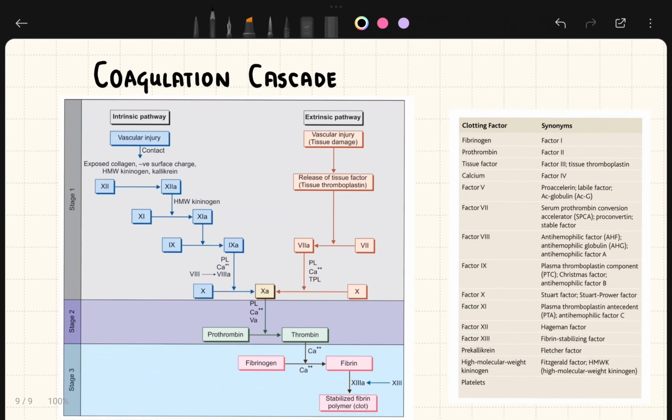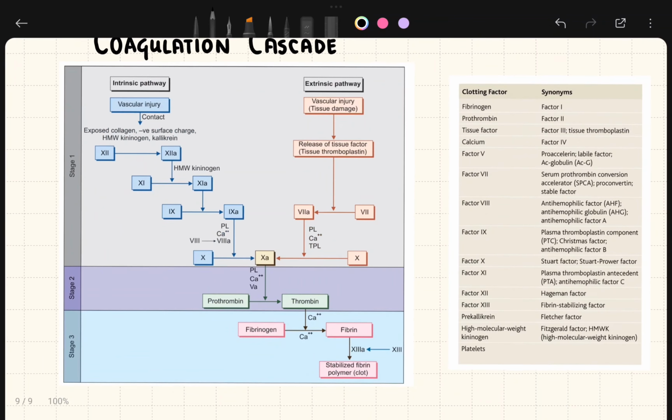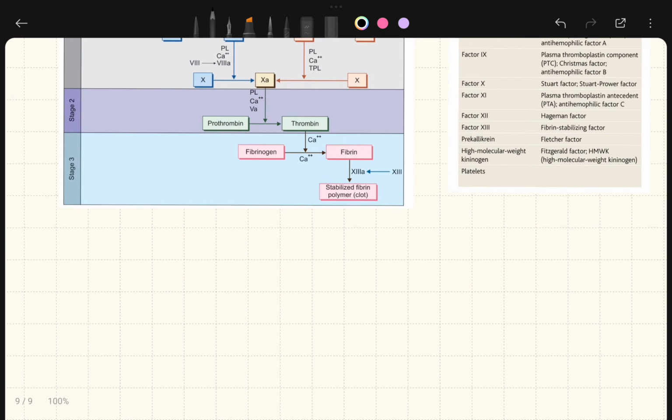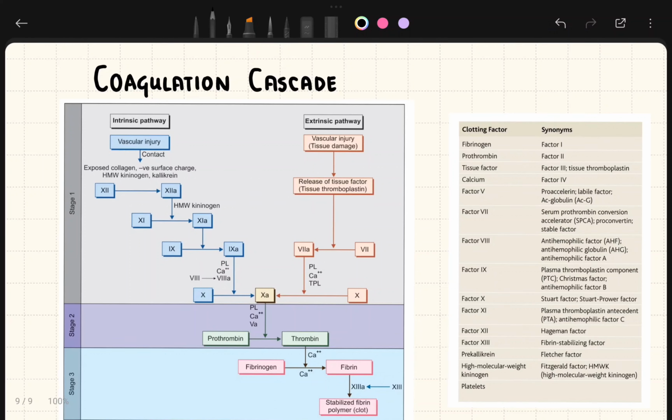Now the most important topic, the coagulation cascade. Coagulation basically takes place through two pathways. There is an intrinsic pathway and there is an extrinsic pathway. This is your intrinsic pathway, this is your extrinsic pathway. So what is the meaning of intrinsic and extrinsic pathway? Extrinsic pathway, when does this pathway activate?